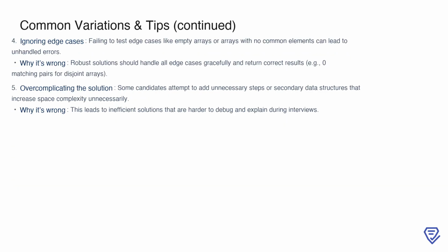In addition to those mistakes, overlooking edge cases can often derail a solution. For example, if either nums1 or nums2 is empty, or if the arrays have no common elements, the program should handle these scenarios gracefully and return a result of 0 matching pairs. A robust solution must account for all possible inputs, no matter how trivial they seem.